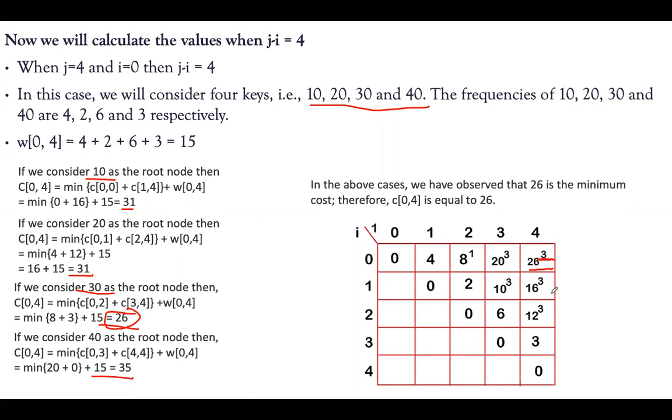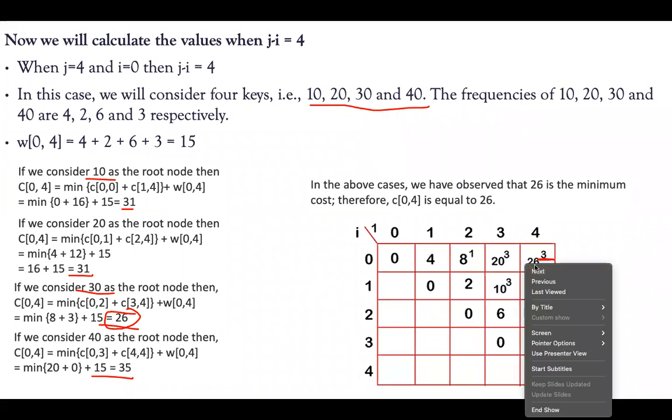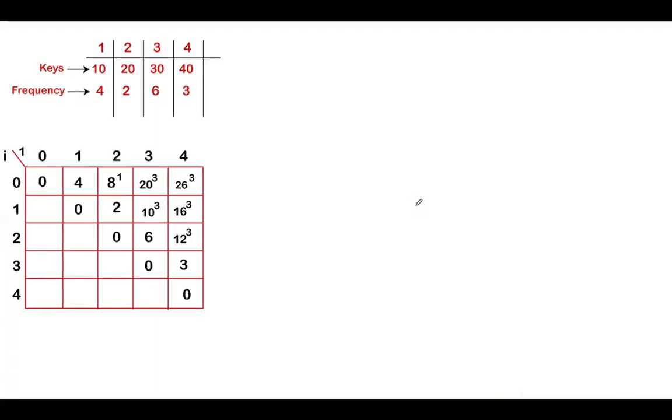Is it clear? So this is the final table. We started with 0 keys and 1 key, 2 keys, third key, and fourth one. So finally we'll get the optimum cost, the minimum cost for this combination. So this was our initial condition. For this, we were trying to draw the optimal binary tree. So this is the matrix you are going to get.